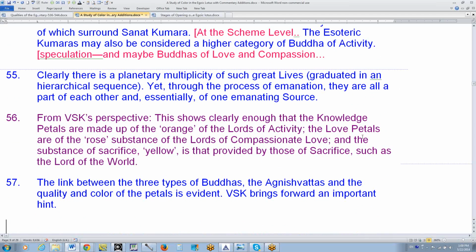And Victoria entered something here in the days when she was inserting some of her comments, and this shows clearly enough that the knowledge petals are made up of the orange of the lords of activity. The love petals are of the rose substance of the lords of compassionate love, and the substance of sacrifice, yellow, is provided by the lords of sacrifice, or Buddhas of sacrifice, such as the Lord of the world. If you use the 4th Kumara, the color yellow fits well.